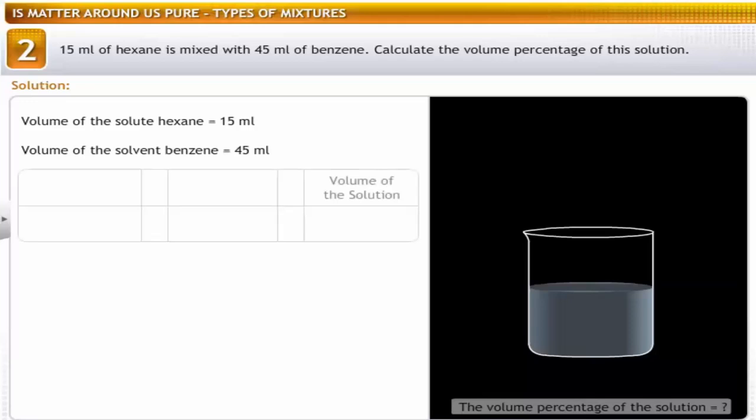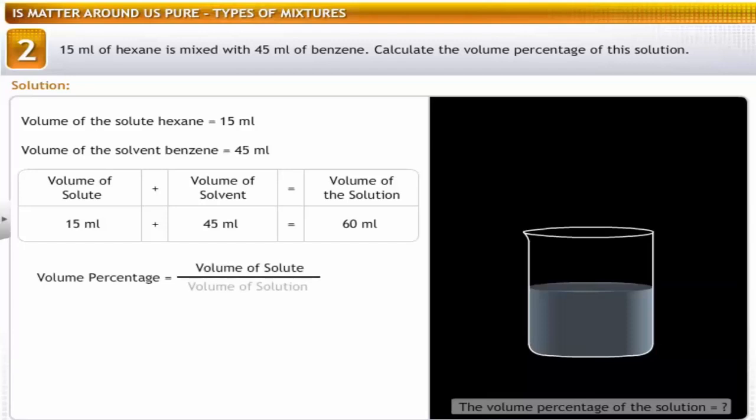The total volume of the solution is equal to the sum of the volumes of the solute and the solvent. The volume of the solute is 15 milliliters and the volume of the solvent is 45 milliliters. Adding both the volumes, you get the total volume of the solution equal to 60 milliliters. We know that the volume percentage is equal to the volume of the solute divided by the volume of the solution multiplied by 100.